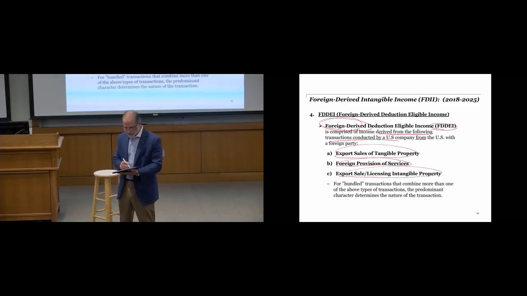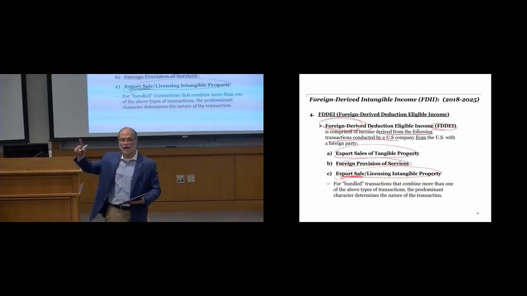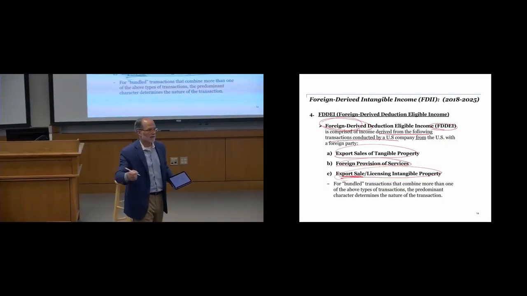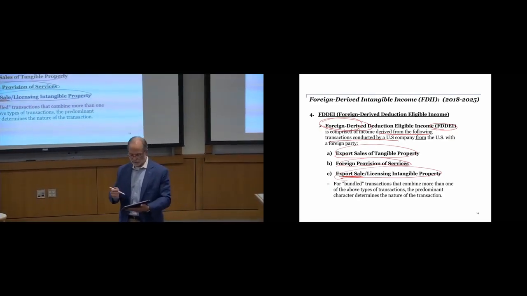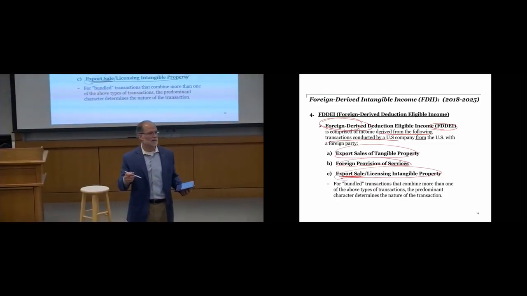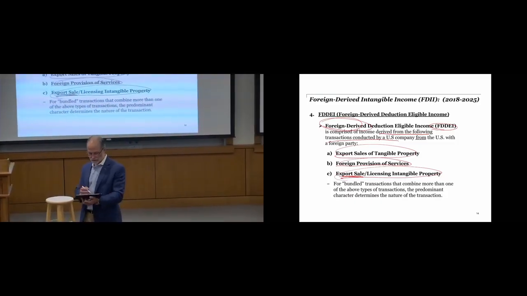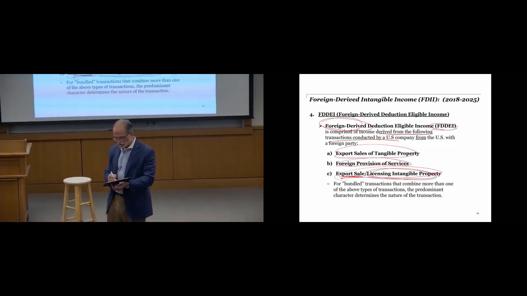And then export sales or licensing of intellectual property. So this is saying, if I could sell my intellectual property, which oddly enough, that counted for foreign-derived deduction eligible income. I think that got changed. I'll check that before next class on the One Big Beautiful Bill, so that you no longer can sell your intellectual property, but certainly licensing of your intellectual property.